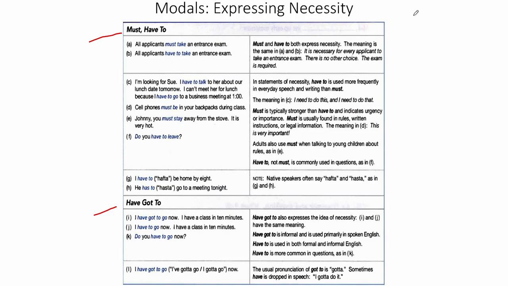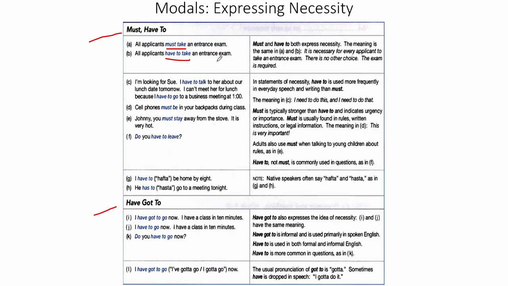What do we mean by necessity? Necessity means everything that is necessary: you need to do, you must do. There are degrees of necessity, and these degrees are expressed by the use of different modals. The first example here: all applicants must take an entrance exam. All applicants have to take an entrance exam. So must and have to both express necessity.